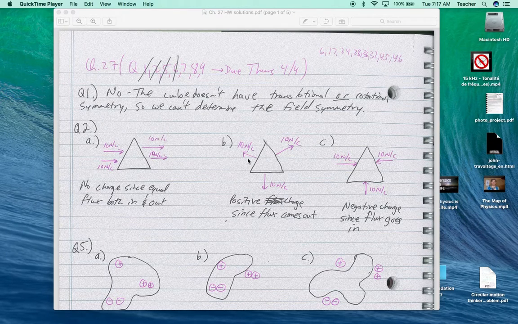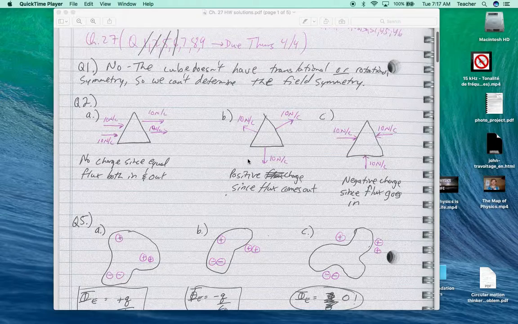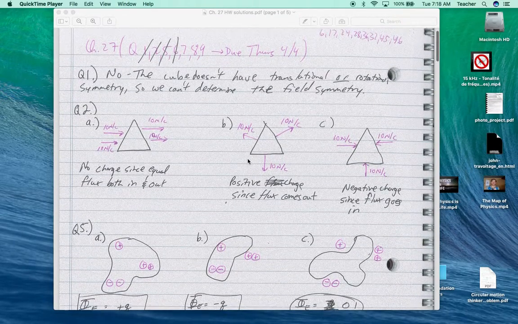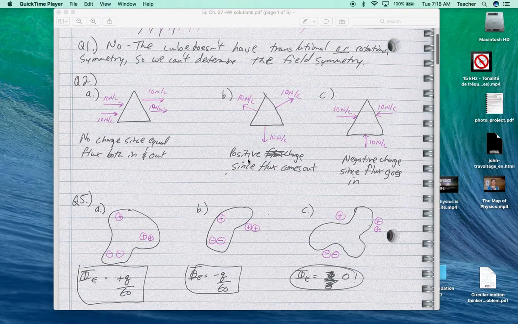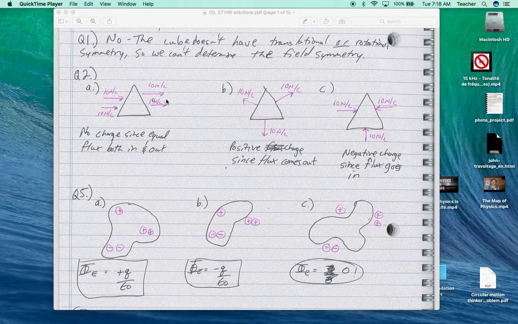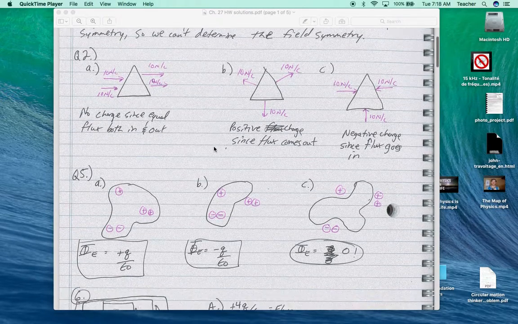This is the Chapter 27 homework, both conceptual questions and problems. We went over most of the conceptual questions in class, so I don't think most people should need to go over those much. Basically, if you have more arrows going out than coming in, you have positive flux. More in than out, you have negative flux. Same in and out, you have no flux, which means there's no charge enclosed.